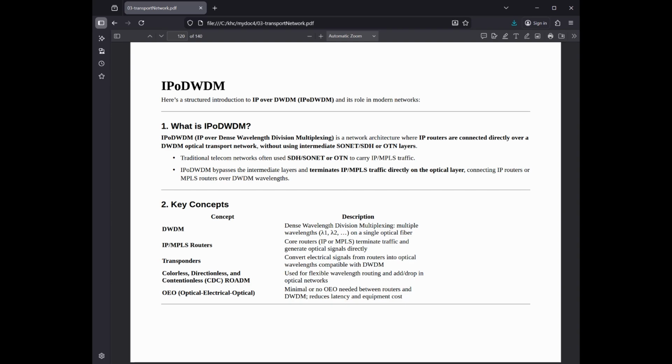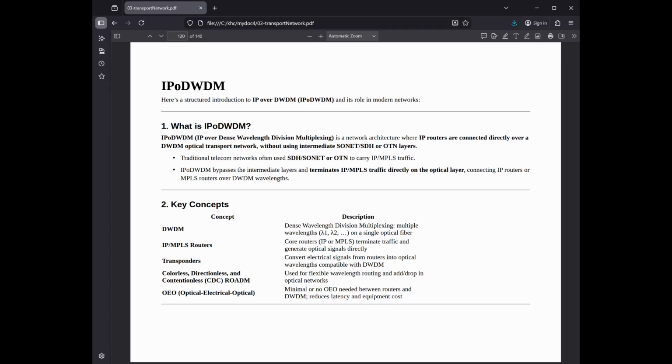4. Unified automation. Modern networks are increasingly software-defined, SDN. IPoDWDM allows the router's operating system to see the optical layer. This enables multi-layer restoration. If a fiber is cut, the router can immediately detect the optical failure and reroute traffic at the IP layer in milliseconds, often more efficiently than traditional optical switching.